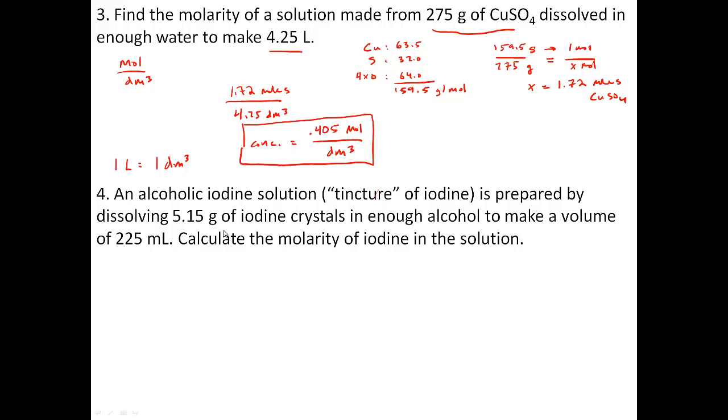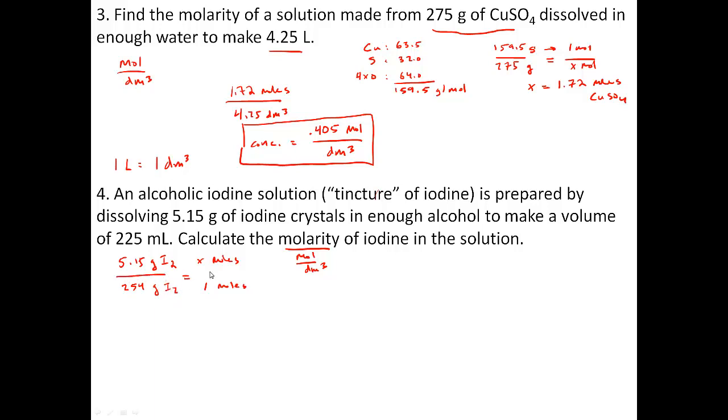Okay, number 4, talking about a tincture of iodine, which is just an alcoholic solution of iodine. You dissolve 5.515 grams of iodine crystals to make 225 milliliters. What's the molarity, right? Remember, molarity, moles per decimeter cubed. Let's figure this out. Well, if you've got 5.515 grams of iodine, remember that's I2, how many moles is that going to be? Well, if I know how much is in 1 mole, I can set up a ratio. 1 mole is 254 grams.